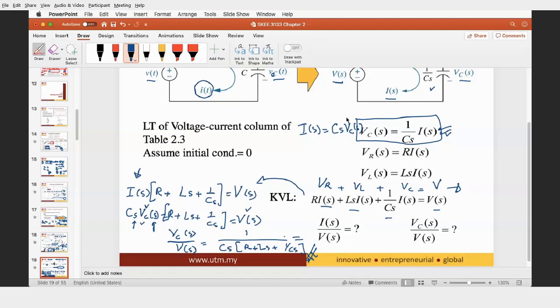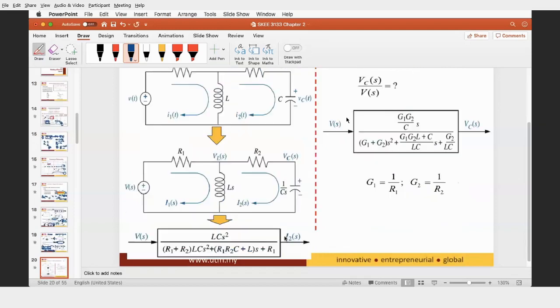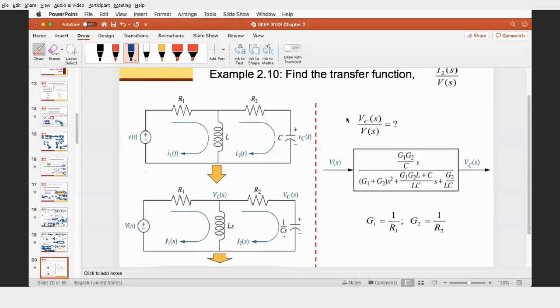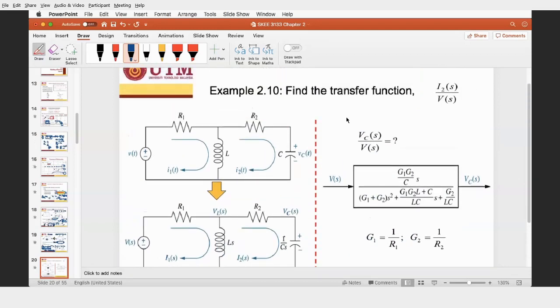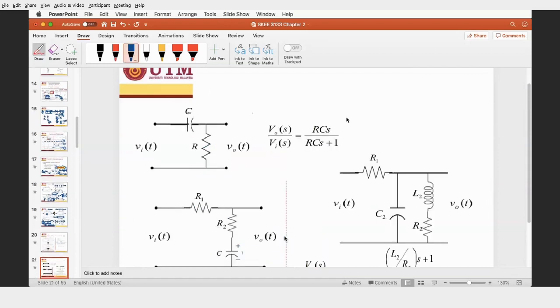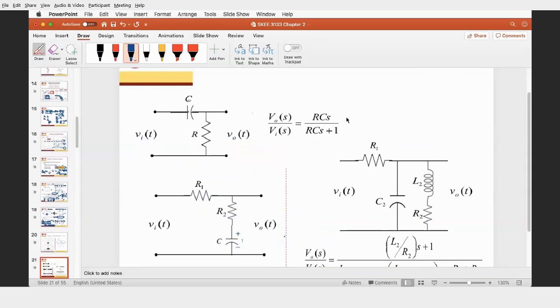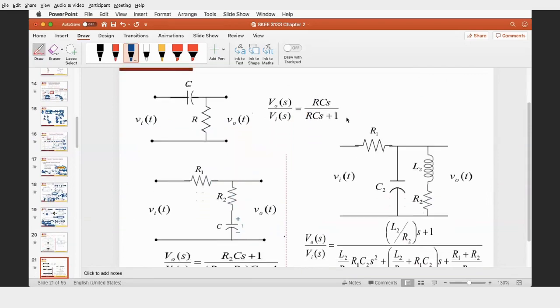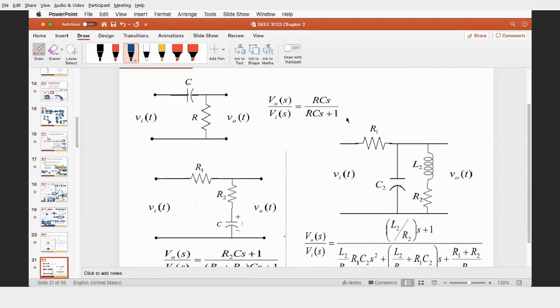Okay, so this is the idea. So maybe we can try next class, or you can try your own first. You have a two loop system. Maybe you can try this one after this. This is a very simple one. Using potential divider also can. Very simple. Don't need to use loop and so on.